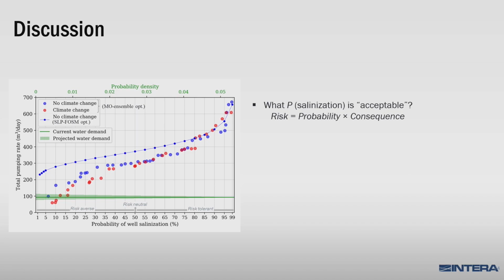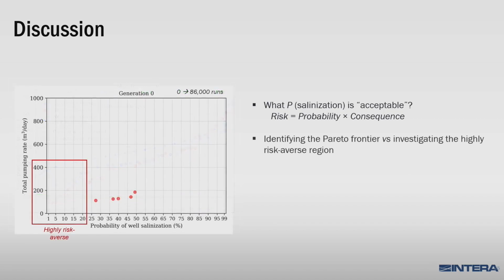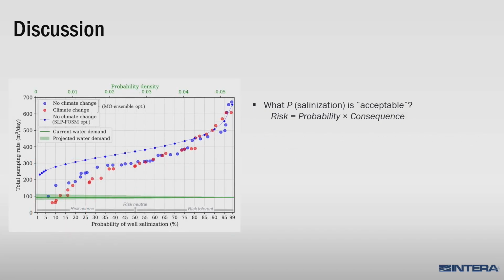But what is an acceptable probability of salinization? Is it 2%? Is it 3%? Is it 10%? Sorry, I keep mixing these up. So what would help would be not only to characterize the probability of salinization, but the risk, which is the probability times the consequence. So for example, looking at the cost of salinization.